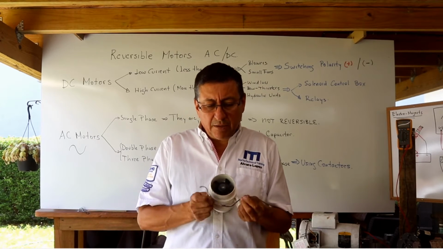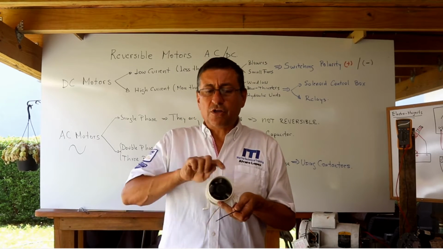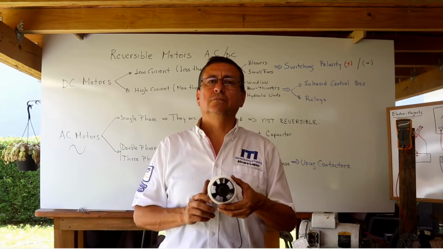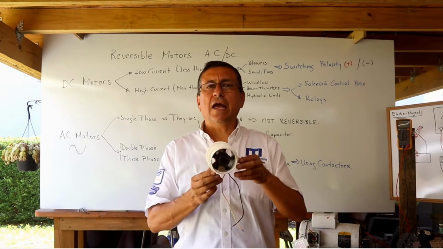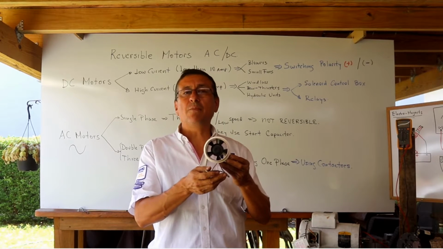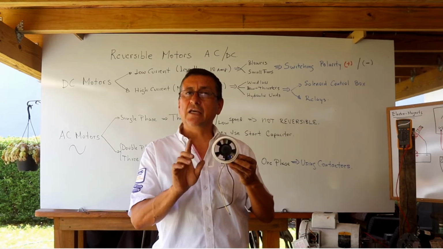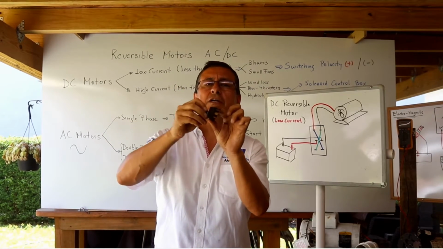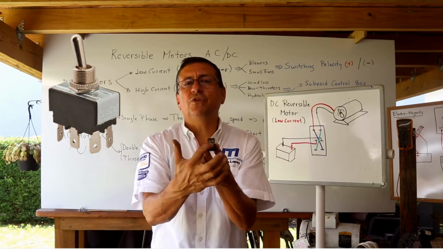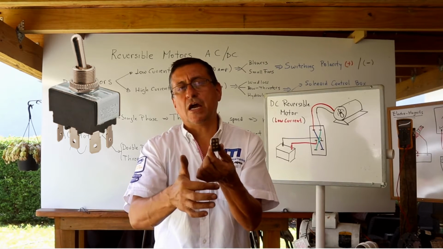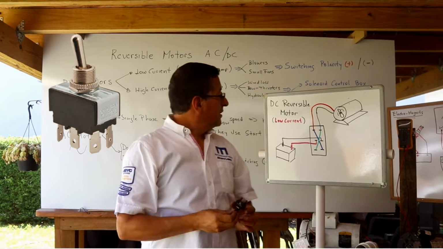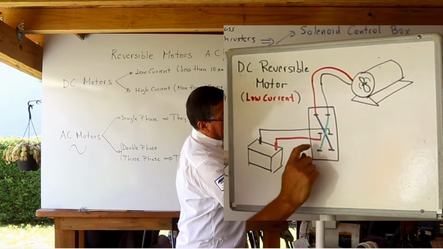If I connect the polarity, positive and negative, in this direction, the motor spins clockwise. If I switch the polarity, the motor spins counterclockwise. It's simple. How can I do that? You can do that with a simple toggle switch, double input, double output, if you connect it in this way. This is a double toggle switch. The input is in the middle, one double output and another double output. This is the back of the switch.